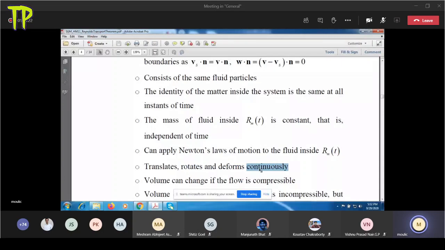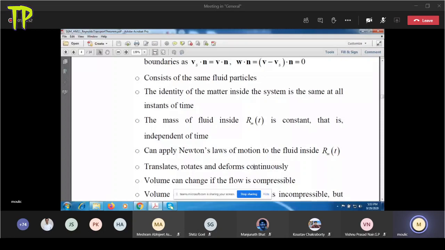So you have studied rigid body dynamics. You know the most general motion of a rigid body is translation plus rotation about its center of mass. But in the case of a fluid, the most general motion is translation plus rotation plus deformation. And some of you may be taking the course on advanced fluid mechanics, so you will come across a term called the Cauchy-Stokes decomposition theorem.